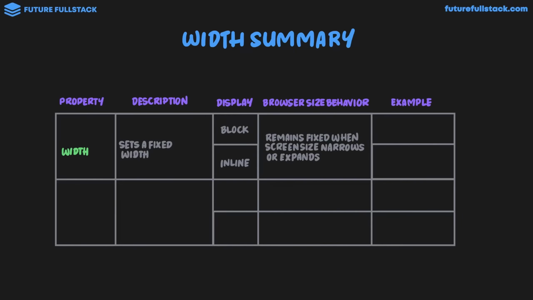An example of where you would use the width property on a block level element might be a sidebar, one of those side navigation bars you sometimes see on web applications. An example of an inline element where you'd use a fixed width are small images and icons.